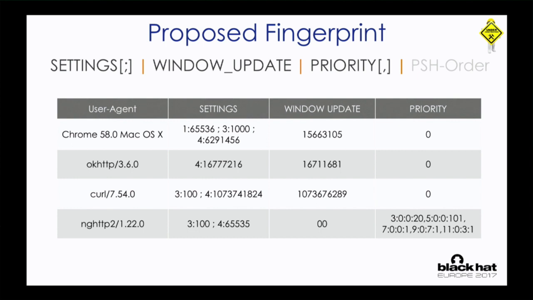So now we have a small recap. This is all of the 3 elements we've picked up until now, and you can start seeing that we can now differentiate between a Chrome browser on Mac OS X, a request sent by the OkHttp library, a Java library, or the curl client, or the nghttp2 client. Each of them has a different signature, and this is awesome.